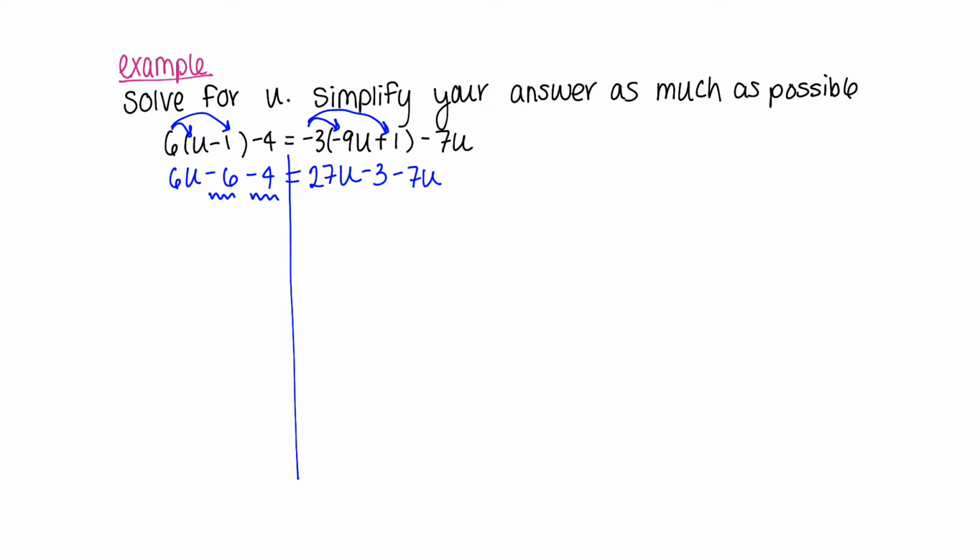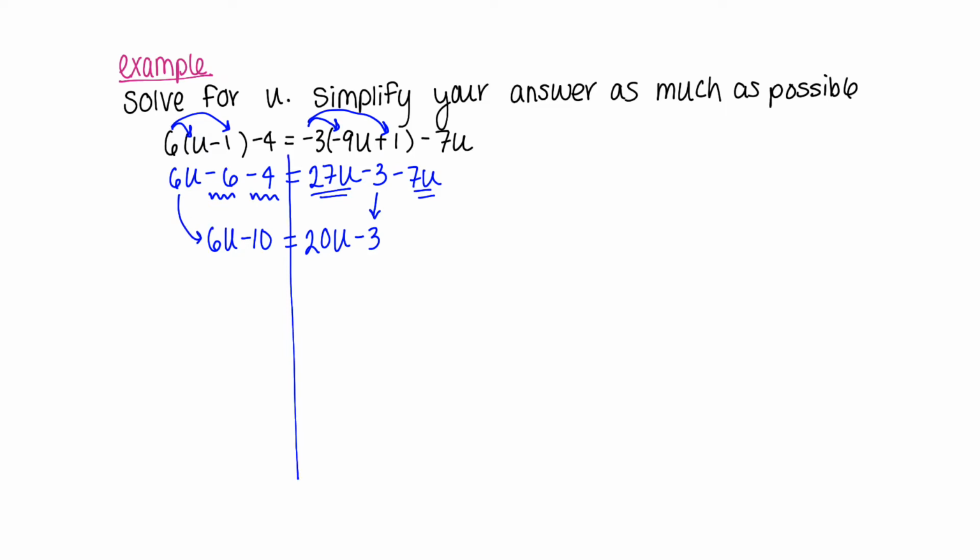And then on the right-hand side, we have a 27u and a 7u that can be combined. So starting with the left-hand side, I will bring 6u down. Negative 6 minus 4 is negative 10. On the other side, 27u minus 7u is going to give me 20u, and then the minus 3 will come straight down from above. So these were the guys that just dropped straight down.